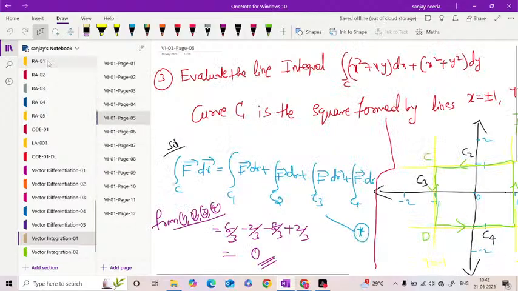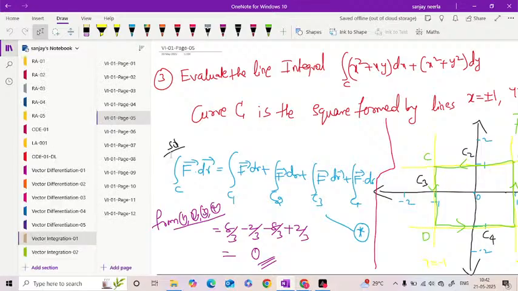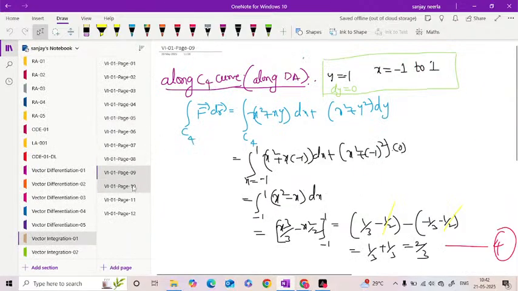So now these are the 4 results. These 4 results substitute in the equation star. 8 by 3 minus 2 by 3 minus 8 by 3 plus 2 by 3, you will get 0. So the line integral of this problem is totally 0. Okay, so this is the third problem.